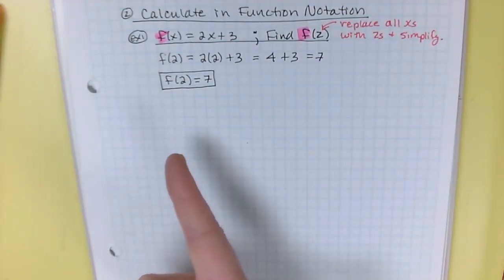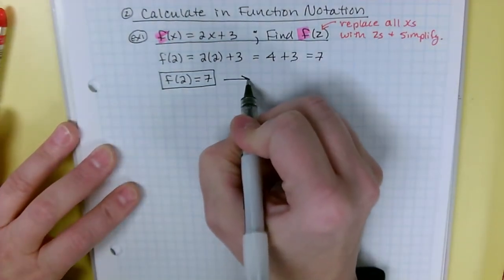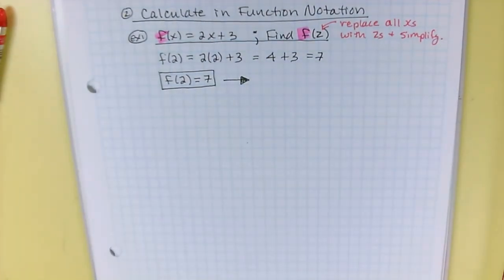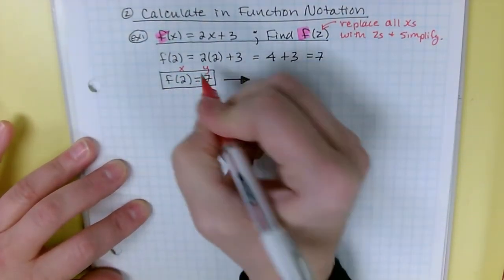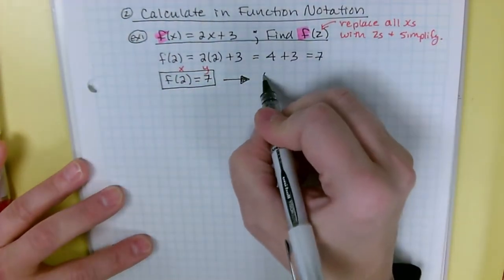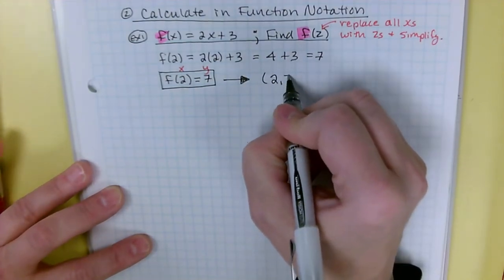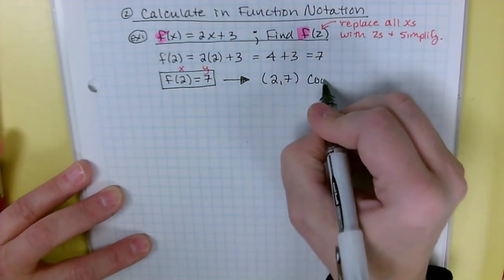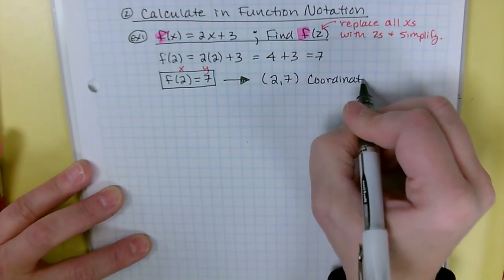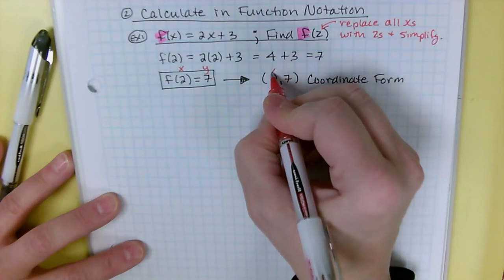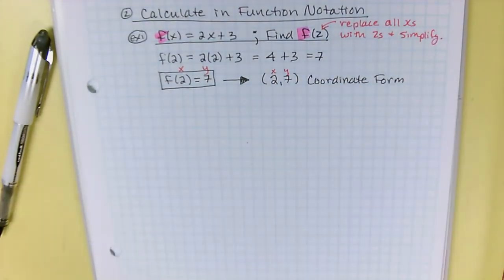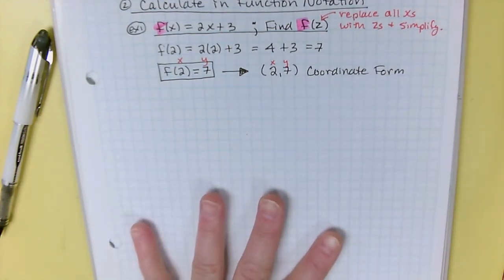This is function form. It's actually just a point. The x is the 2, the y is the 7. So in coordinate form, it would be 2 comma 7. That would be coordinate form, which is what we've worked with most of the time. That's your x, that's your y. So function notation and coordinate notation show the same things, just using a different notation.